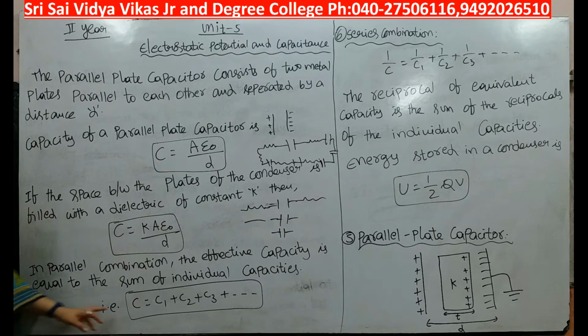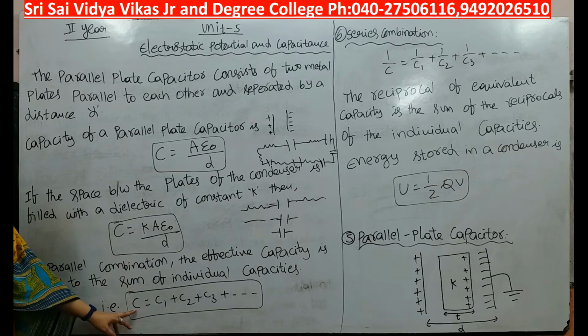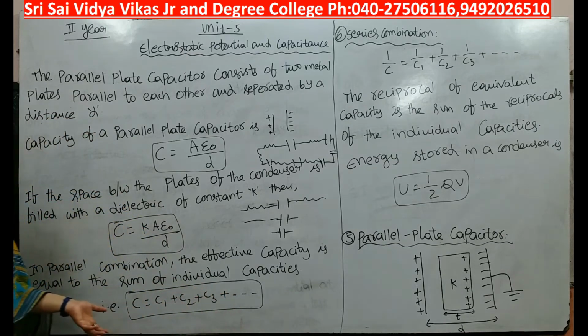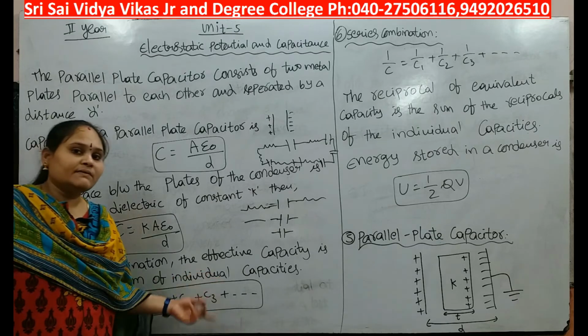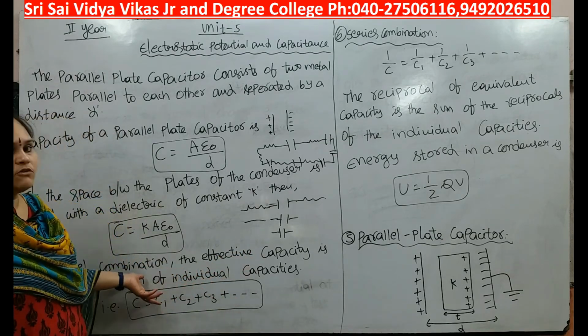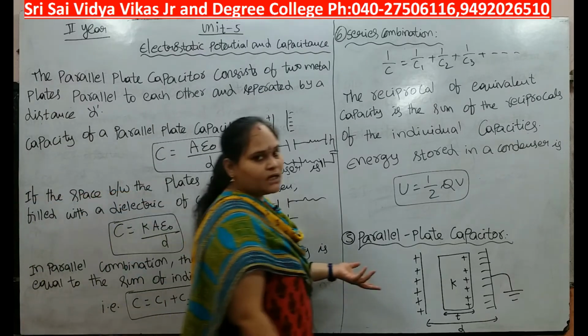Then we consider the resultant capacitance. We have considered n capacitors. In parallel combination, the resultant capacitance C can be written as C equal to C1 plus C2 plus C3 and so on, up to Cn.